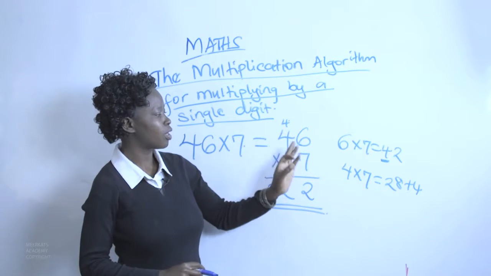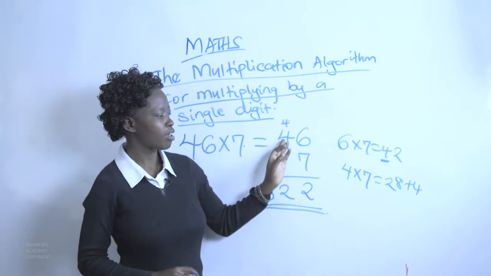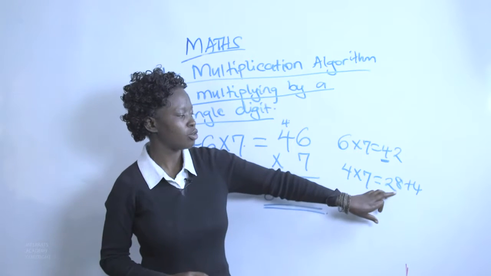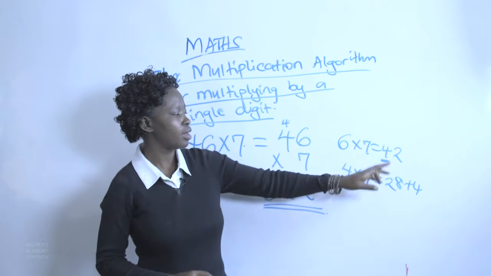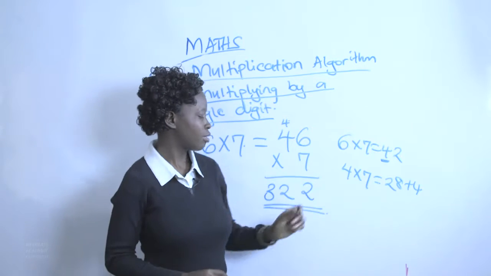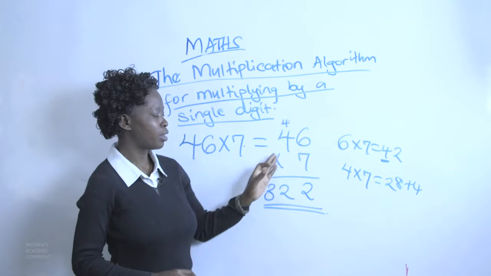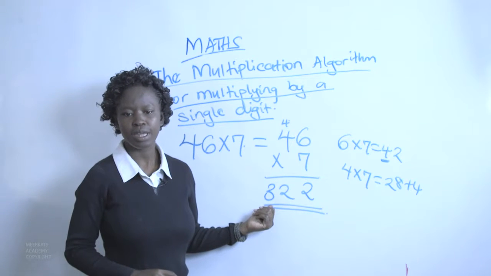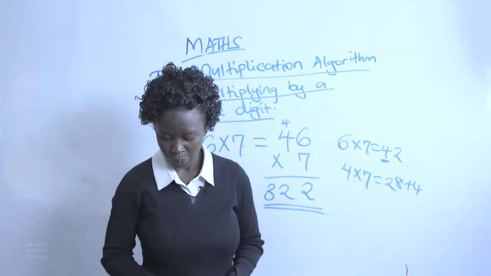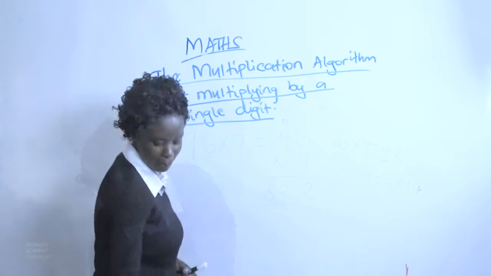So we carry 4. Then multiply 4 times 7. 4 times 7 is simply 28. The 4 that was carried, we add on this 28 such that we get 32. So our answer, 46 multiplied by 7, is 322.